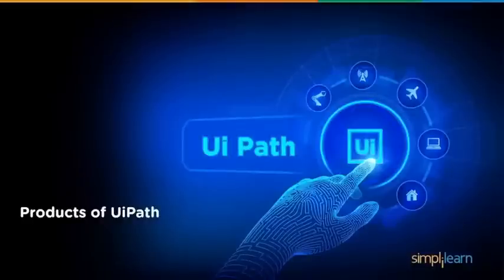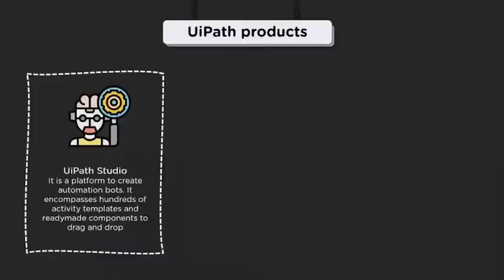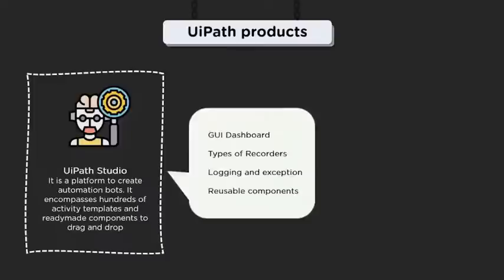Now, let's understand the various UiPath products. First up is UiPath Studio. This is the platform to create the bots. This product consists of all the necessary drag and drop activities and a robust UI to help develop bots of your choice. Now, the UiPath Studio consists of the GUI dashboard.